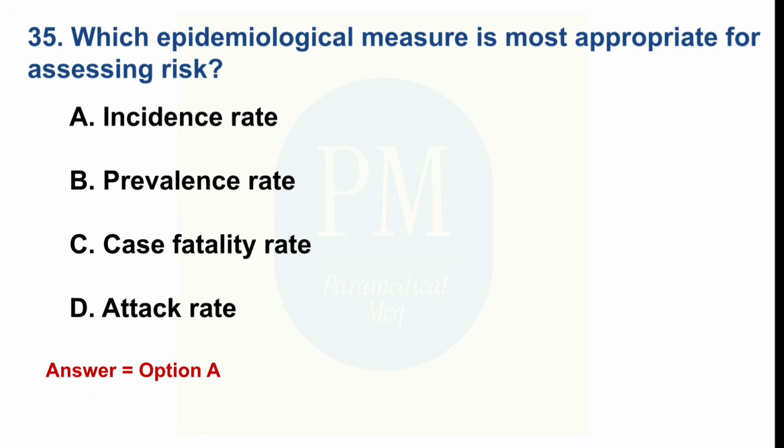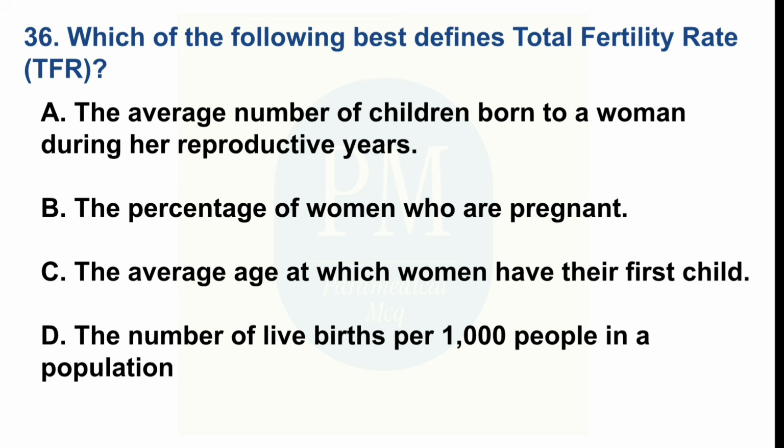Which epidemiological measure is most appropriate for assessing risk? Option A, incidence rate. Option B, prevalence rate. Option C, case fatality rate. Option D, attack rate. The correct option is option A, incidence rate.